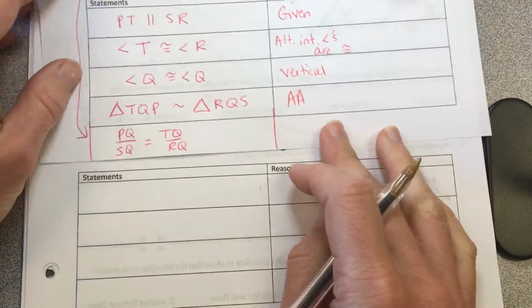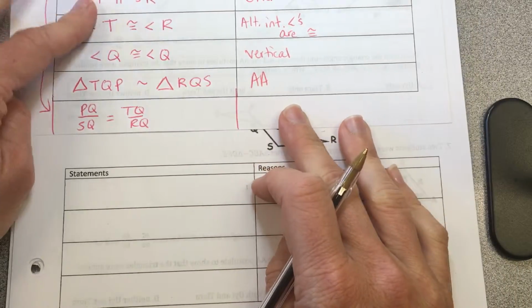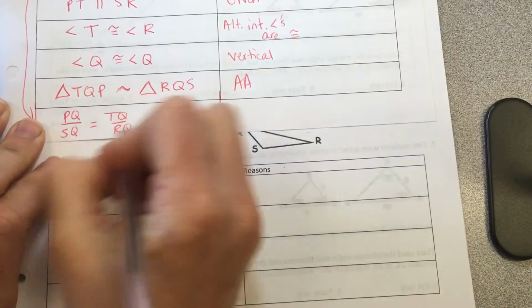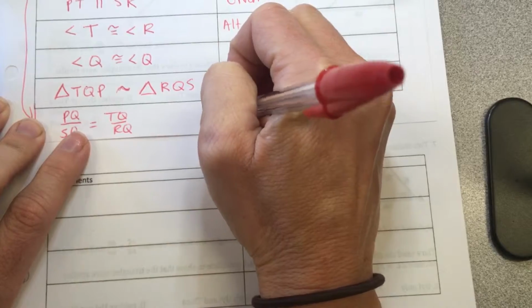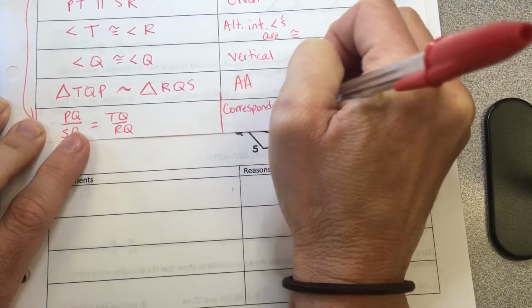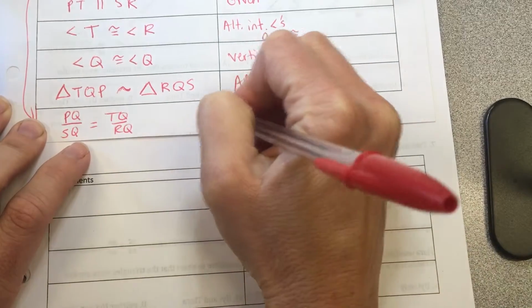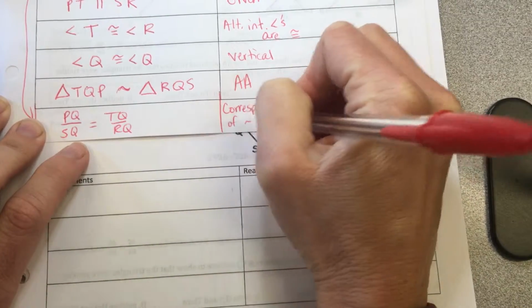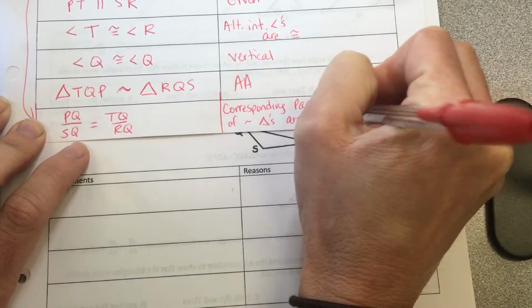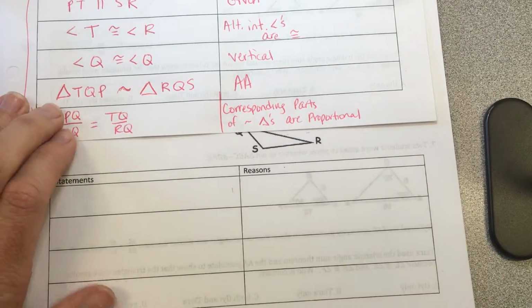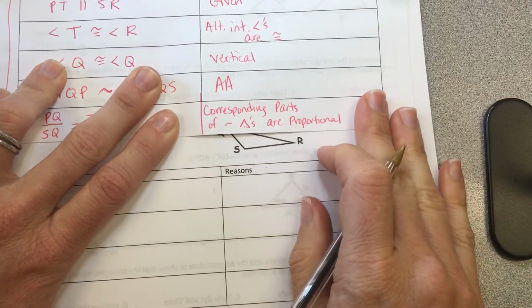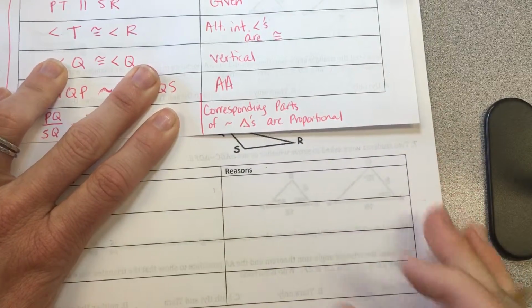Here's the new thing for today. Once you say that the triangles are similar, you can do a proportion. Corresponding parts of similar triangles are proportional. I know that's a lot to write, but I need you to do it, please. Corresponding parts of similar triangles are proportional.